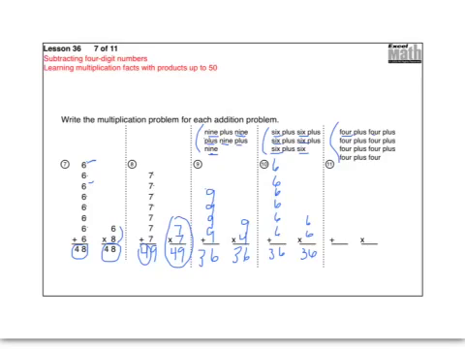Here we have 4, 2, 3, 4, 5, 6, 7, 8. So you should have written the number 4 8 times. Let's see if I can even fit all those in there. 1, 2, 3, 4, 5, 6, 7. I got them. Okay, there it is. And 4 8s makes, of course, 32. And 8 times 4 is 32.